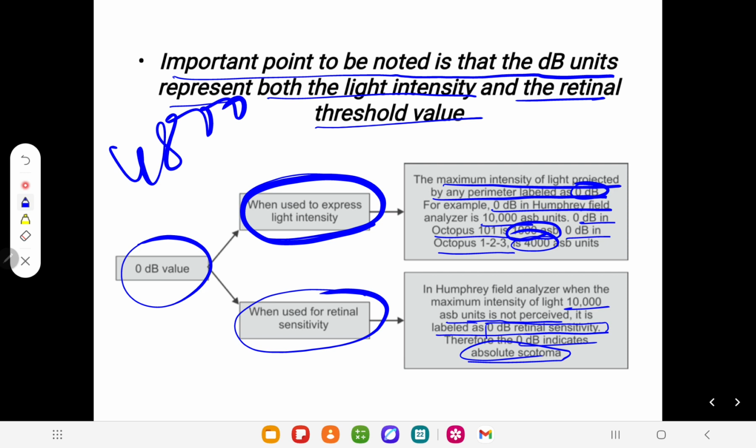And where can we find absolute scotoma? Definitely in the blind spot, isn't it? In the blind spot, it doesn't matter if the absolute intensity of light is 10,000 or maybe 1 lakh. Because there are no photoreceptors, it's absolute scotoma.